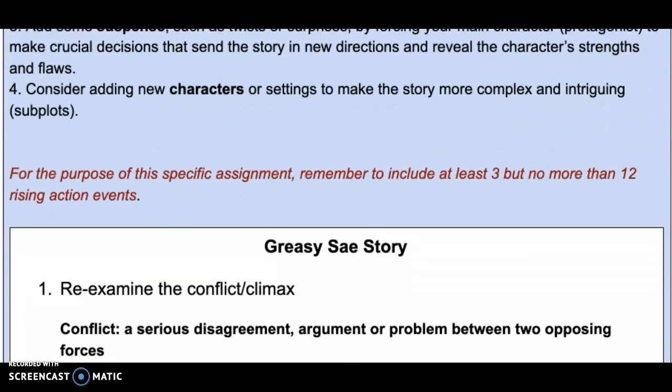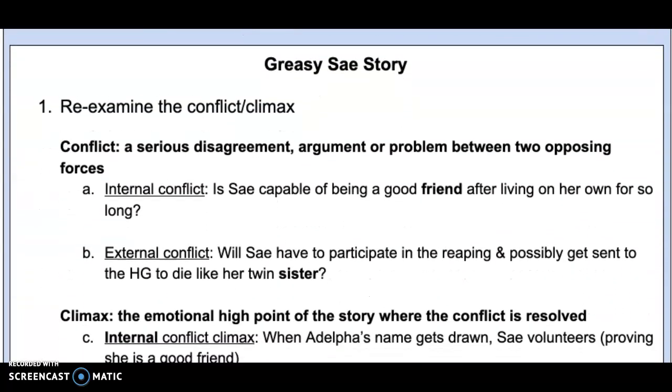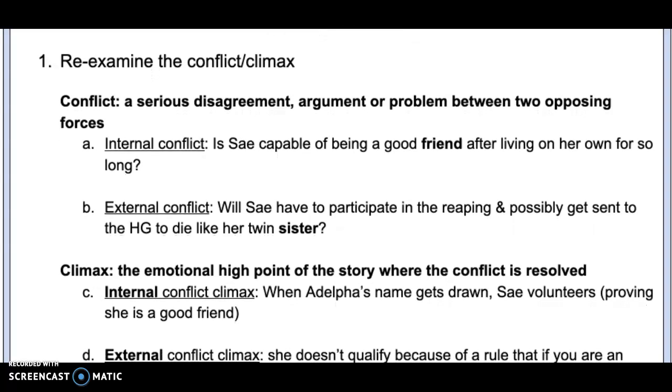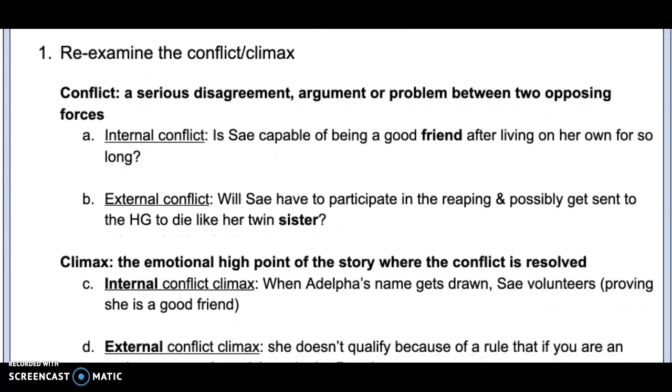Now let's look at the Greasy Say story. The first step is to re-examine the conflict and climax, because you need to really understand those and feel comfortable with them in order to create the rising action. If you recall, the internal conflict is whether Say is capable of being a good friend after living on her own for so long. And the external conflict is that Say will have to participate in the reaping and possibly get sent to the Hunger Games to die, like her twin sister. And the climax is when these are resolved.